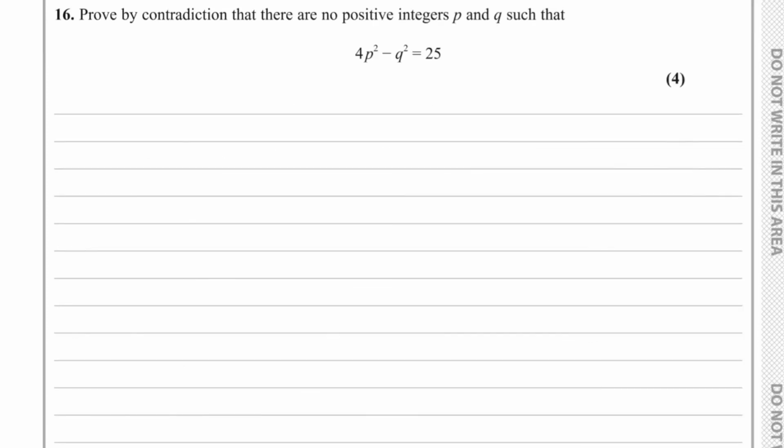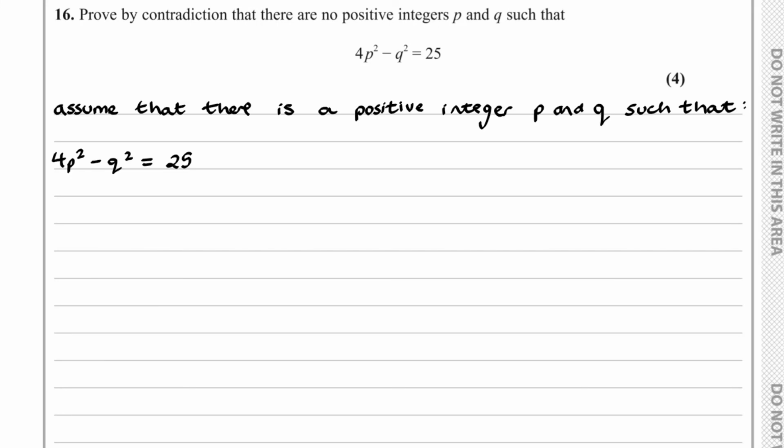Question 16, we have to prove by contradiction that there are no positive integers p and q such that 4p squared minus q squared equals 25. Now with a proof by contradiction question, we first of all assume the opposite. So we will assume that there are positive integers p and q such that 4p squared minus q squared equals 25.